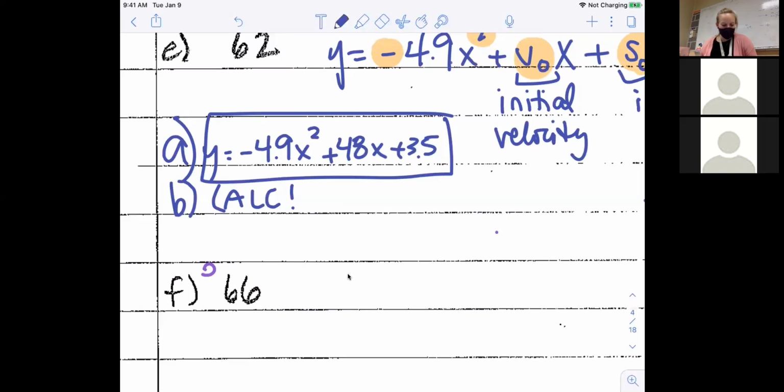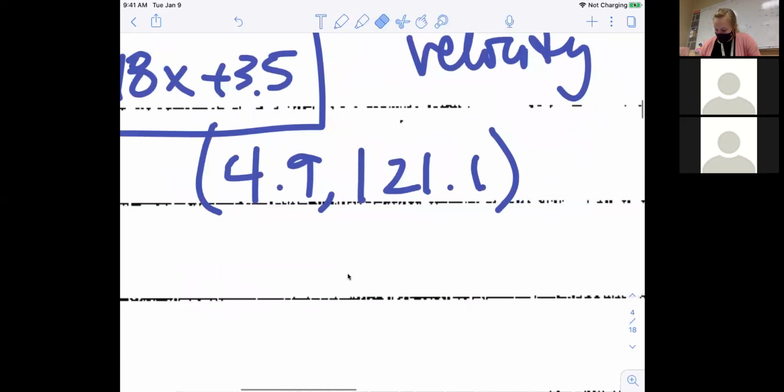And it gives me the point 4.9 and then 121.1. Do you know what my X represents? And what my Y represents? Y is not the time. X is the time. X is generally the time. You're right, Parker, that one of them is the time. This time it's my X. And when X is time, Y is usually distance. In this case, it's my height in feet.